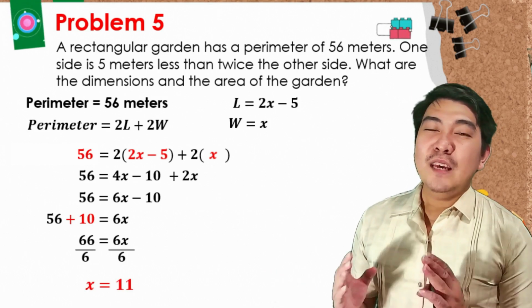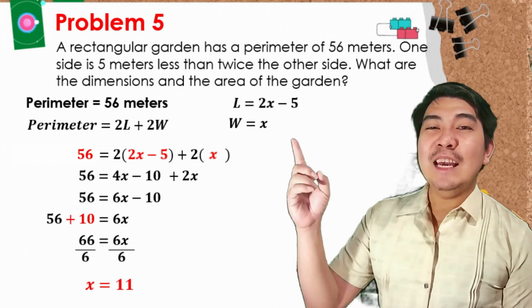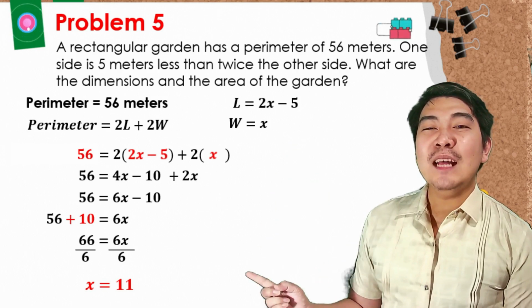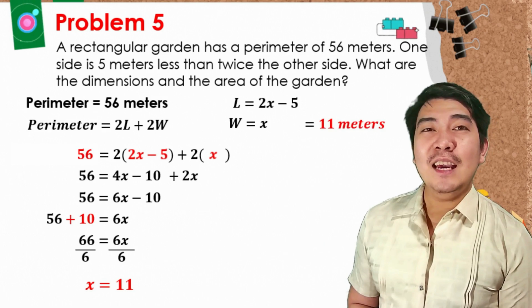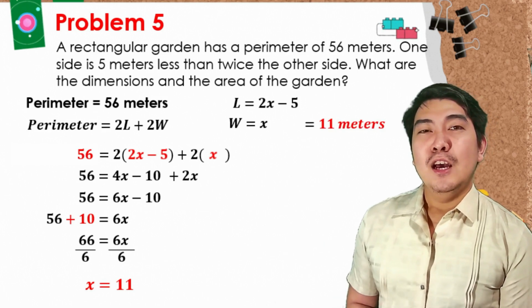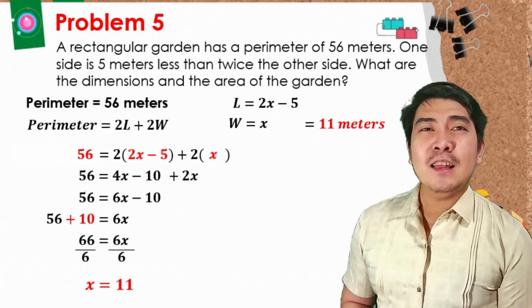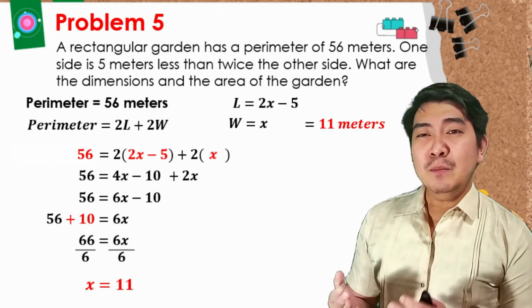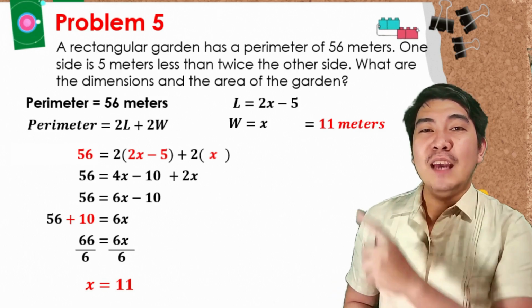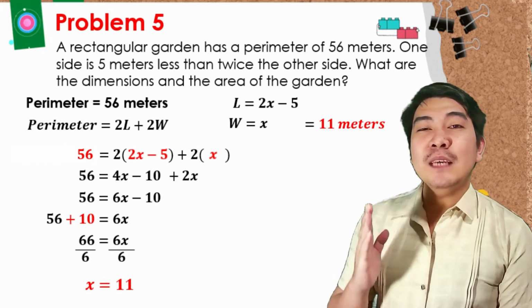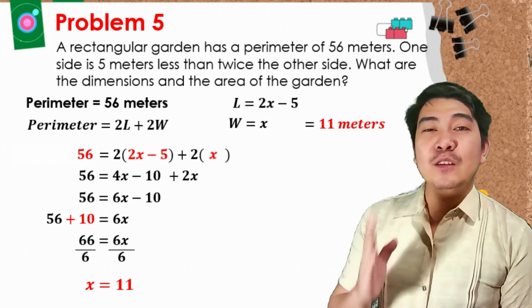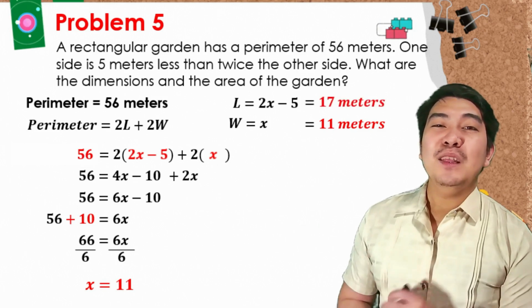Okay? So, since ang representation natin ng width ay x, at nakuha na natin ang value ni x which is 11, therefore, ang width ng ating rectangle is 11 meters. Sir, paano natin makukuha yung length ng ating rectangular garden? Substitute lang natin yung value ni x doon sa length, which is 2x minus 5. So, 2 times 11, 22, minus 5, that will now be 17 meters.